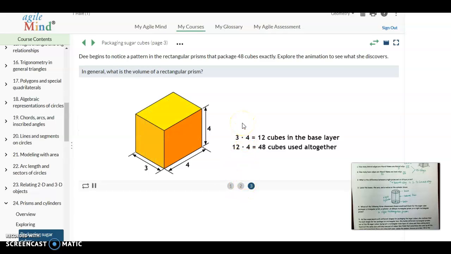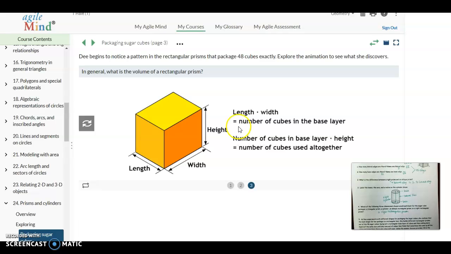So in general, the volume of that rectangular prism, the number of cubes inside of it, would be the length times the width times the height. So we had 3 by 4 by 4. 3 times 4 is 12, times 4 is 48. So that's the pattern that she began to notice.